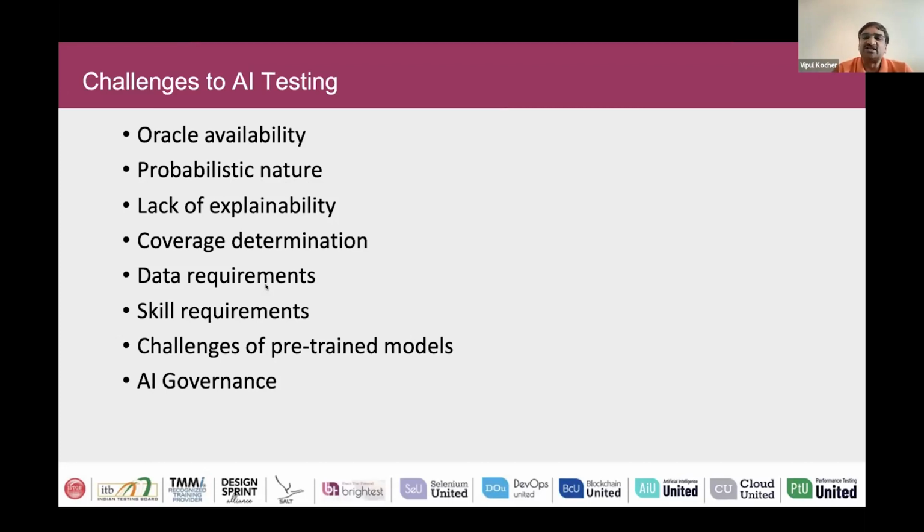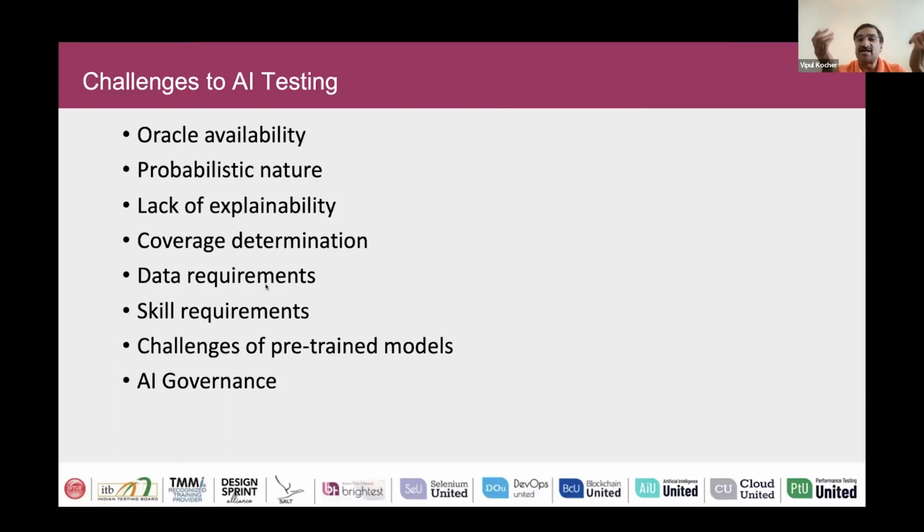That's the probabilistic nature. I didn't know why it called a cat 50% dog or a dog 50% cat. That is lack of explainability. Have I covered all possible combinations of cat images and dog images? What were the requirements really? How do I determine coverage? How do I determine the equivalent of code coverage? That's another challenge of testing AI models.